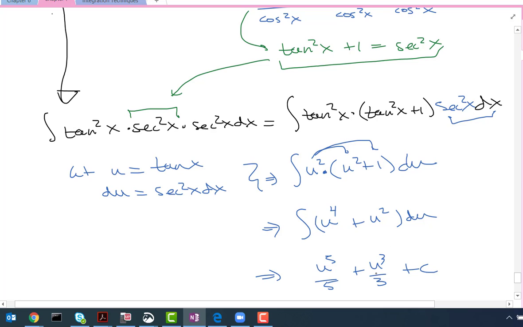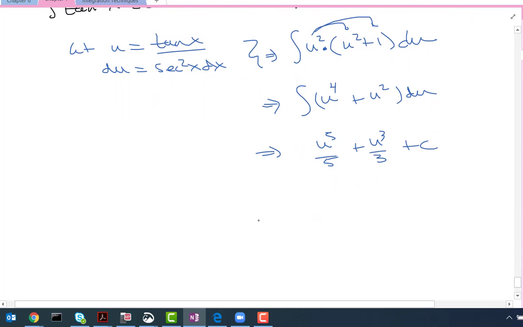And put it back in terms of x. What was u? u was tangent of x. So let's substitute it back in. So then this will be tangent to the fifth x over 5 plus tangent cube x over 3 plus c.